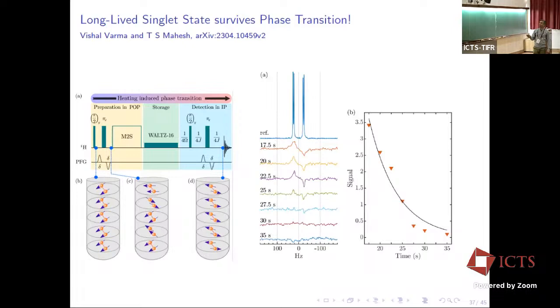So there is a phase transition happening: we heat the liquid crystal and it goes to the isotropic phase. I'm not aware of many quantum coherences that live across a phase transition. So this is one interesting observation, that the quantum superposition lives across the phase transition. The whole system is undergoing phase transition, but the coherence is still alive. It is prepared in the partially oriented phase and detected in the isotropic phase, and we still get the signal.